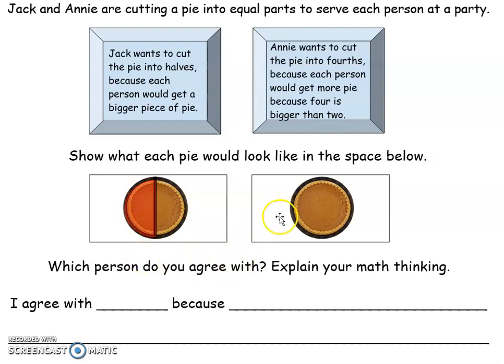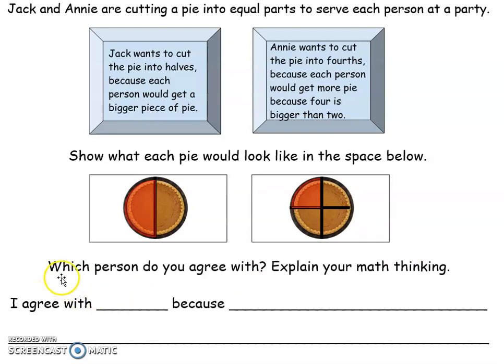Now I need to look at Annie's pie. Annie wants to cut the pie into fourths or quarters because each person would get more pie because 4 is bigger than 2. So now I need to partition her pie into 4 equal parts. Let's see. There we go. Let's make sure we have quarters. 1, 2, 3. Yep, 4 equal parts. And I've shaded in 1 of the 4 pieces. So I've shaded in 1/4 of the circle. Whew. We did the first part. Now we get to tackle the next part.